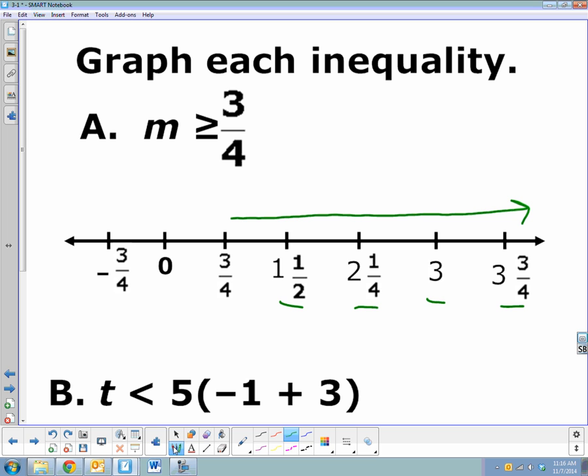Now, here's the tricky part, the number 3/4. You'll notice that I put my arrow line here very close to 3/4, but not quite. And we're going to look at what happens at exactly 3/4. So the question is, could m be 3/4? Is 3/4 greater than or equal to 3/4? Yes. 3/4 is not greater than 3/4, but 3/4 is equal to 3/4. And the way we denote that is we have a filled in circle right on 3/4 there. It means that 3/4 works in this situation.